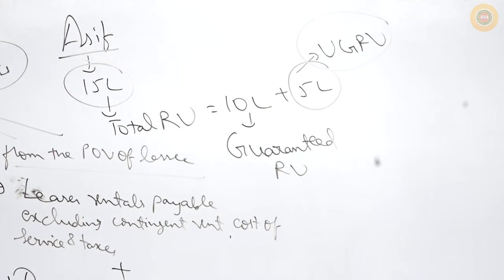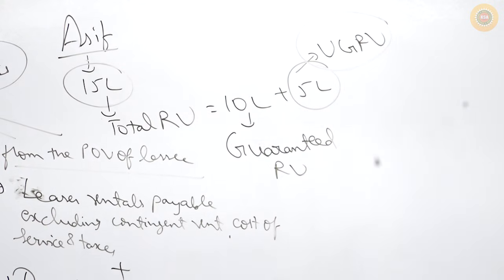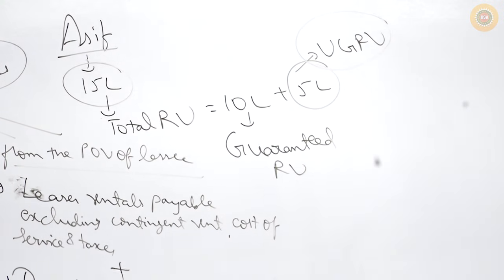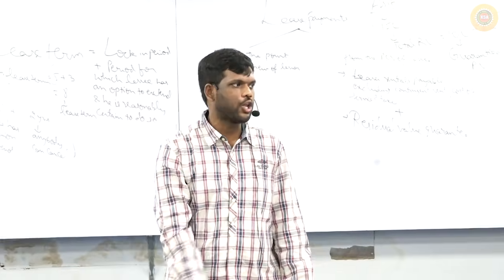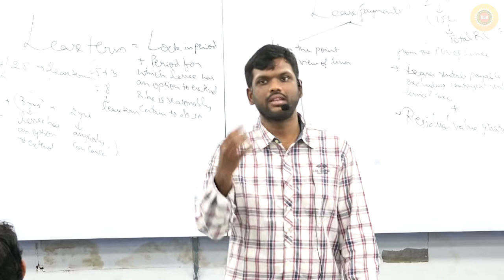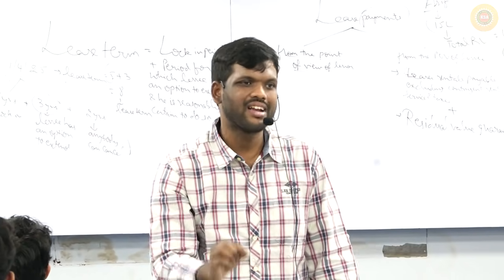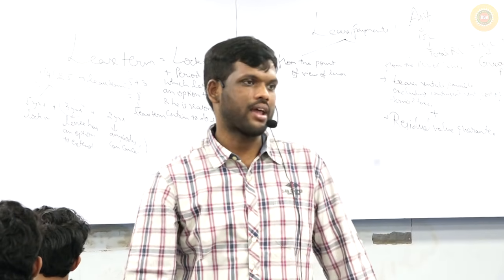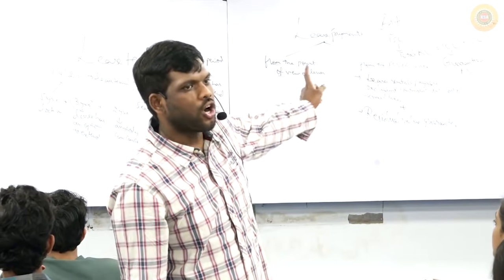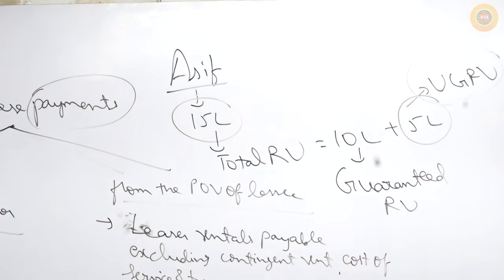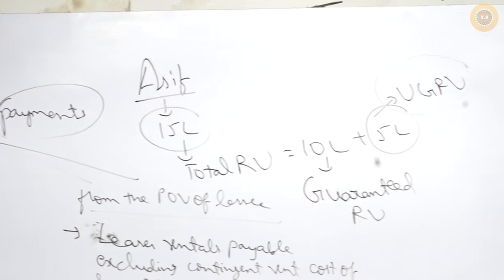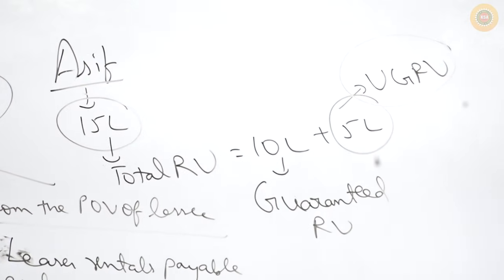Contingent rent clear. Cost of service clear. Taxes, obviously. Residual value: what is the definition of residual value as per AS 19? Estimated market value at the end of lease term. Some portion may be guaranteed, some portion may be unguaranteed. Suppose out of total 15 lakhs I am guaranteeing the full 15 lakhs. Then how much is unguaranteed residual value? 0. Okay, clear?